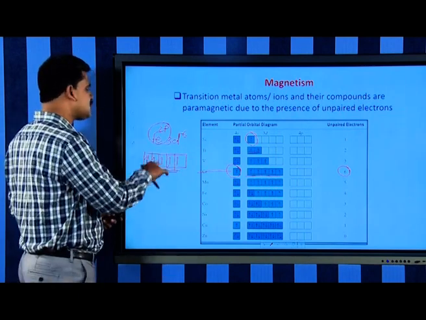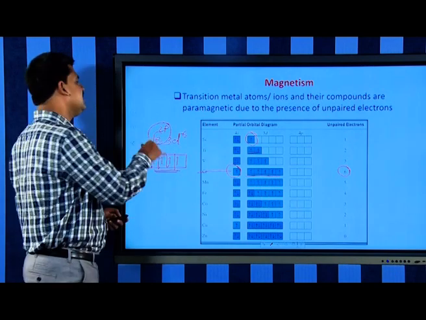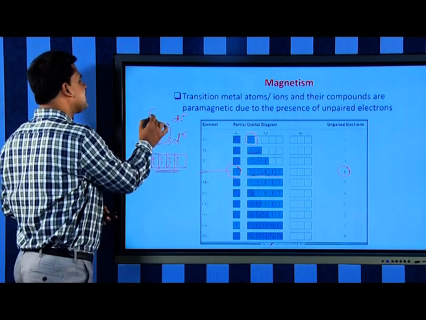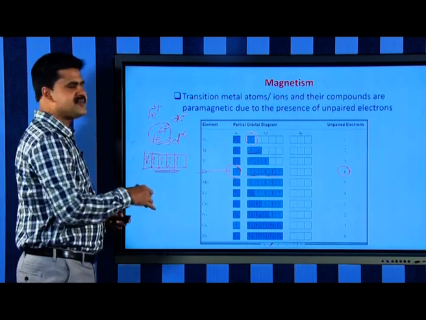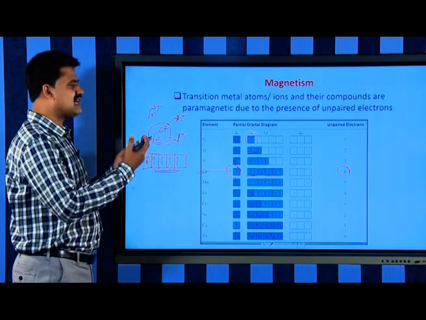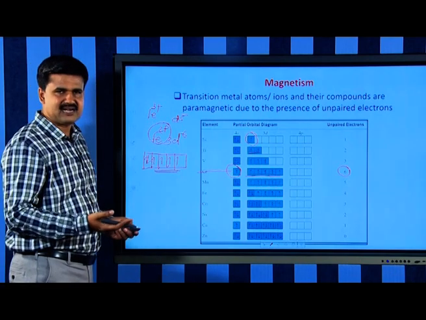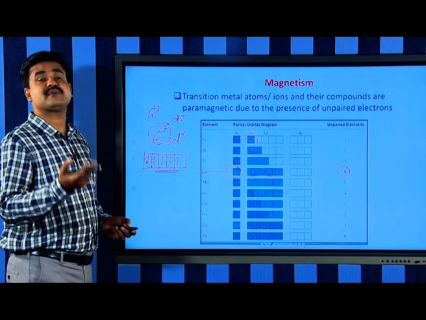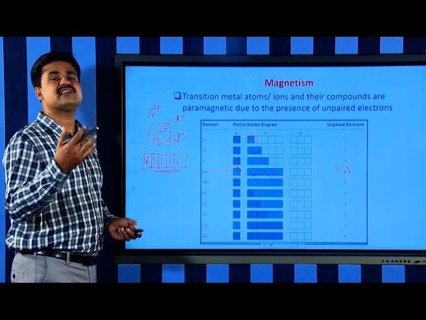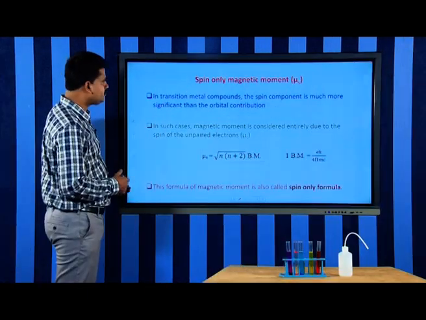In Fe3+, one more electron is removed, and that configuration is d5. The d5 configuration is for Fe3+. So, Fe3+ has 5 unpaired electrons. So for transition metals, the chance for the presence of unpaired electrons is very high, and the existence of magnetism is also high.